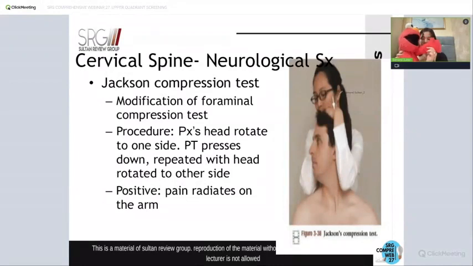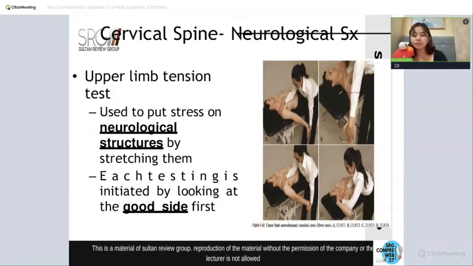Okay. One of the most important special tests that you're going to encounter for your upper extremity is your upper limb tension test, or what we call your ULTT. So we have different types of ULTT. Let's start. So you have four, ULTT 1, 2, 3, and 4.